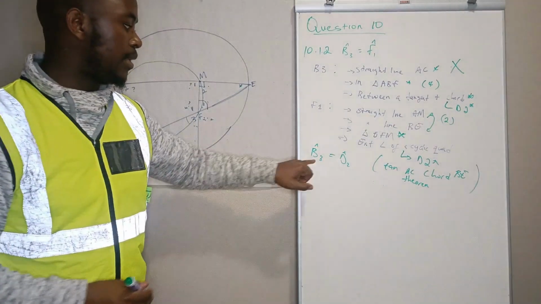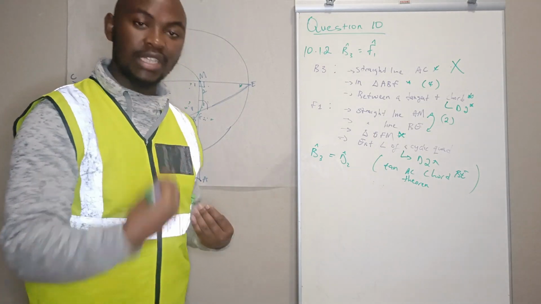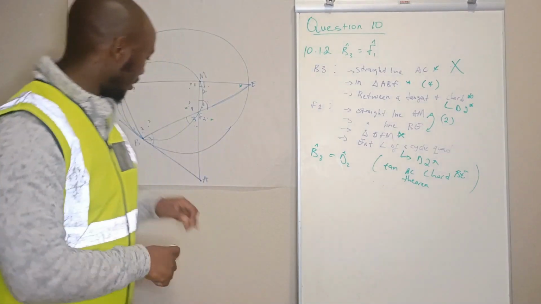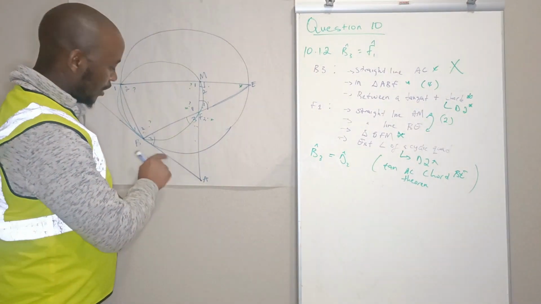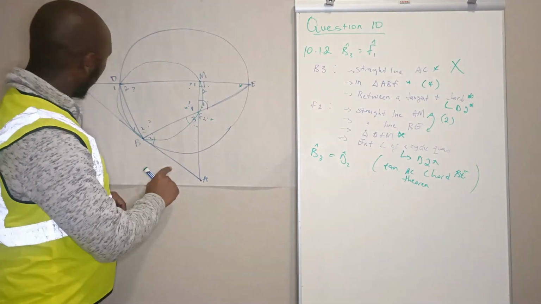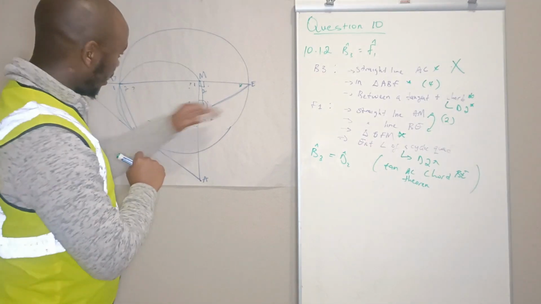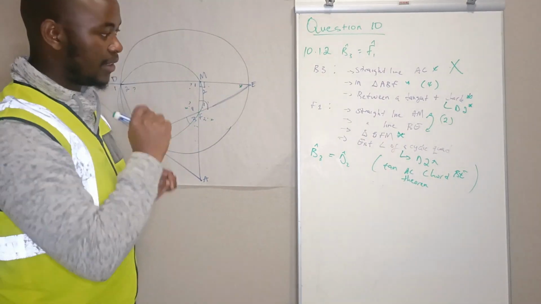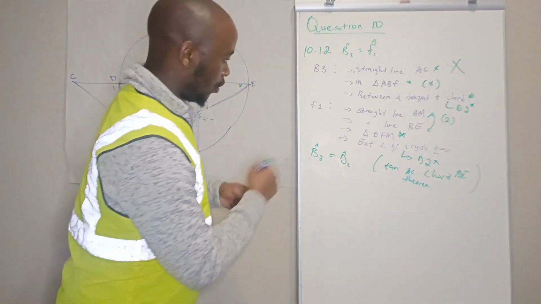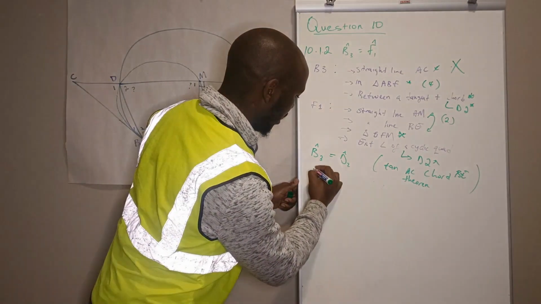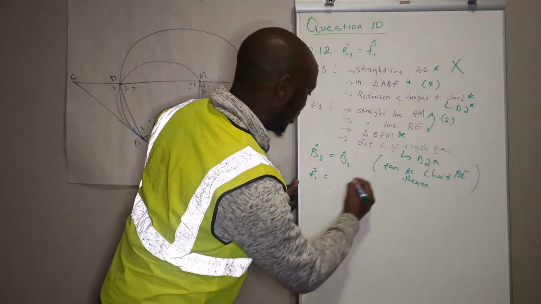We mentioned that B3 and B2 are related with the tan chord theorem: the angle between the tangent AC and the chord BE is equal to the opposite interior angle of a triangle. That angle must be subtended by the very same chord. But we also know that angle F1 is equal to D2.